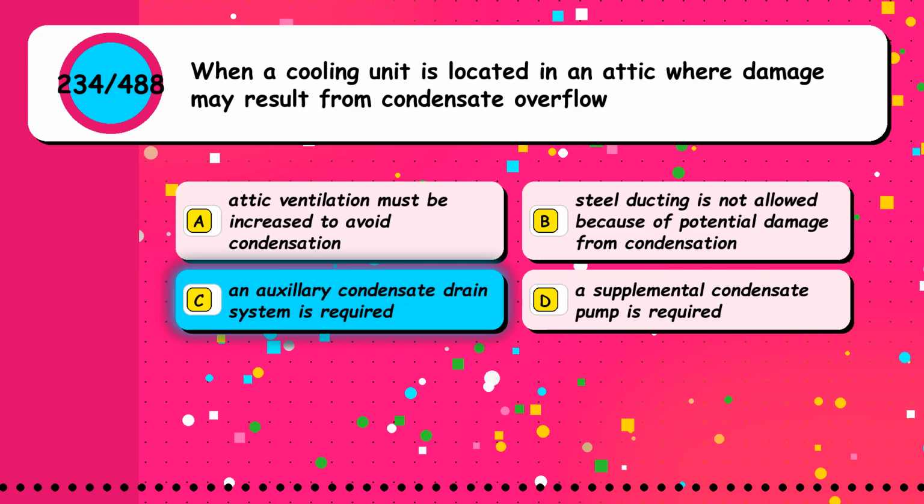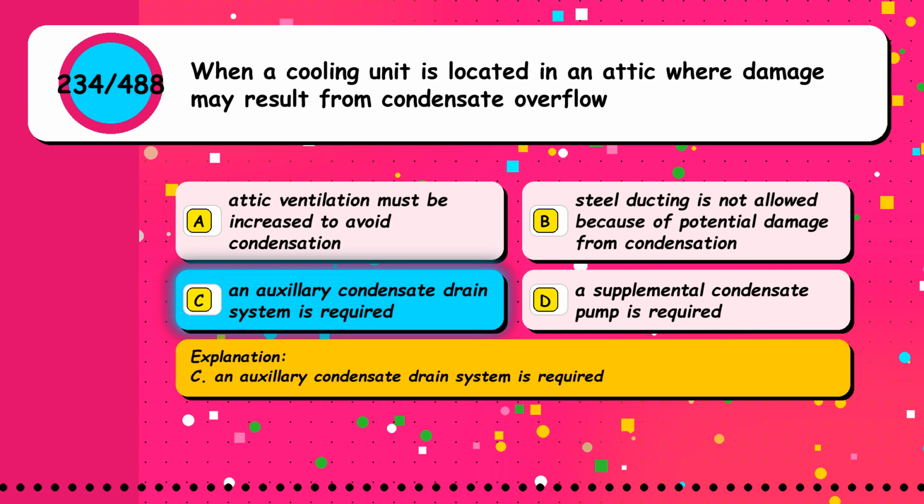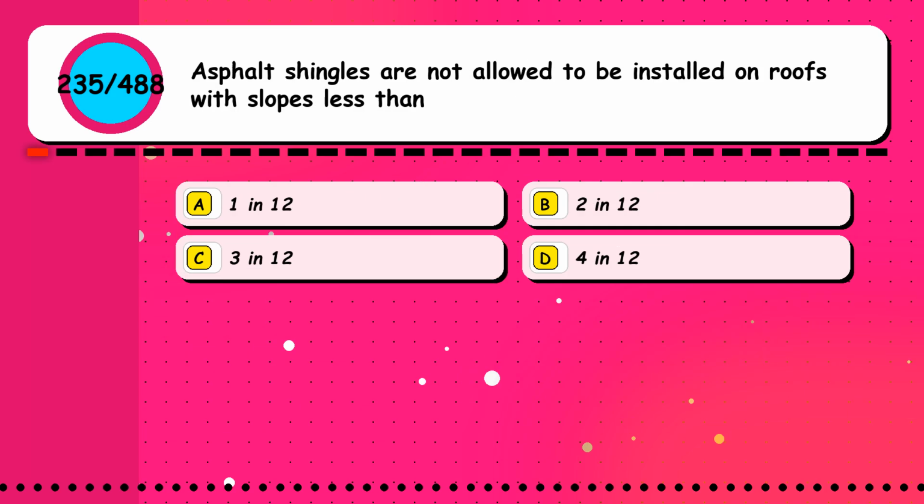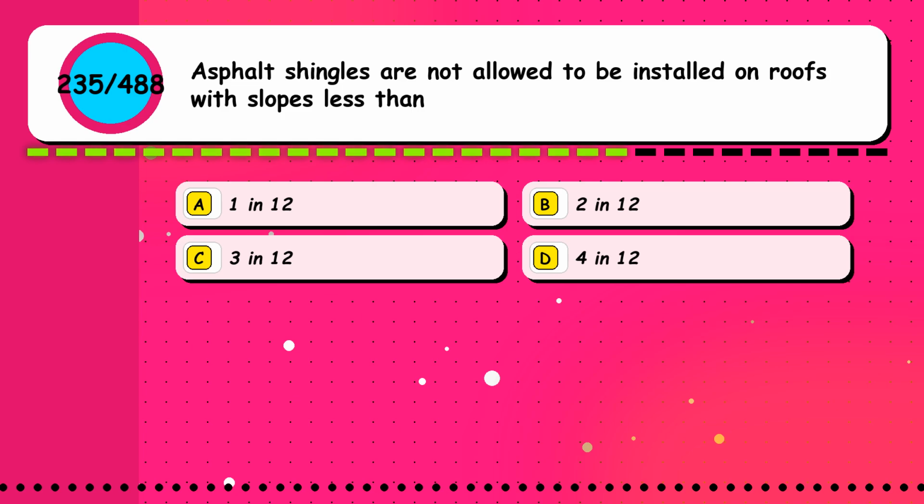The correct answer is option C, an auxiliary condensate drain system is required. Question 235. Asphalt shingles are not allowed to be installed on roofs with slopes less than option A, 1 in 12, option B, 2 in 12, option C, 3 in 12, option D, 4 in 12.